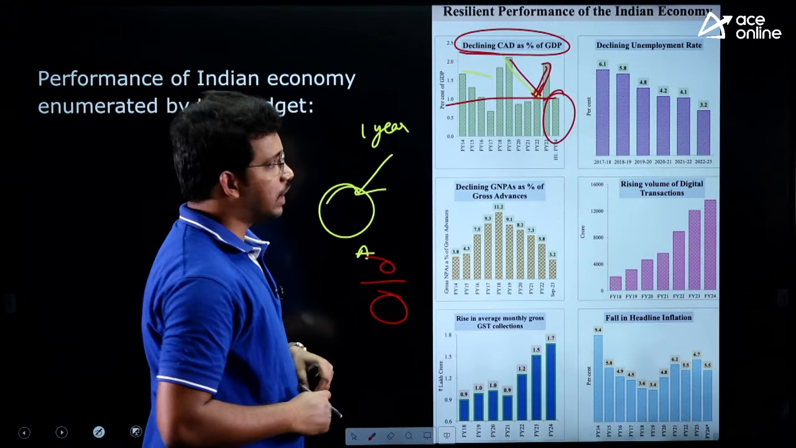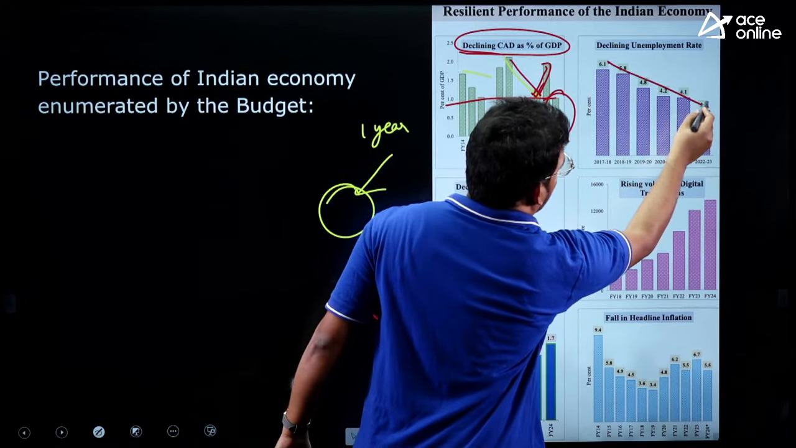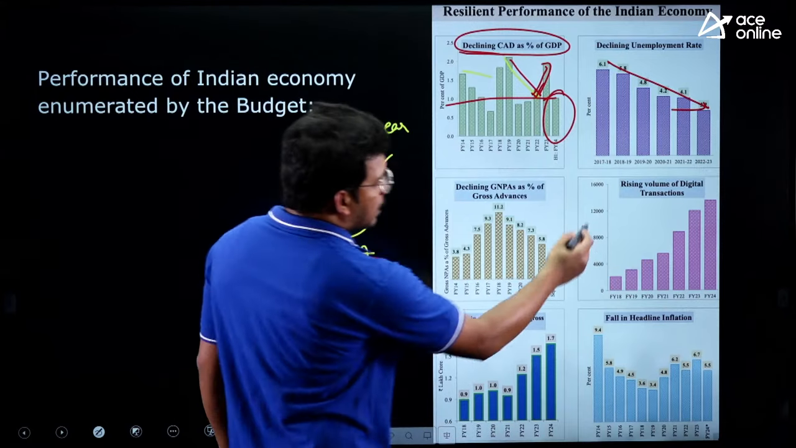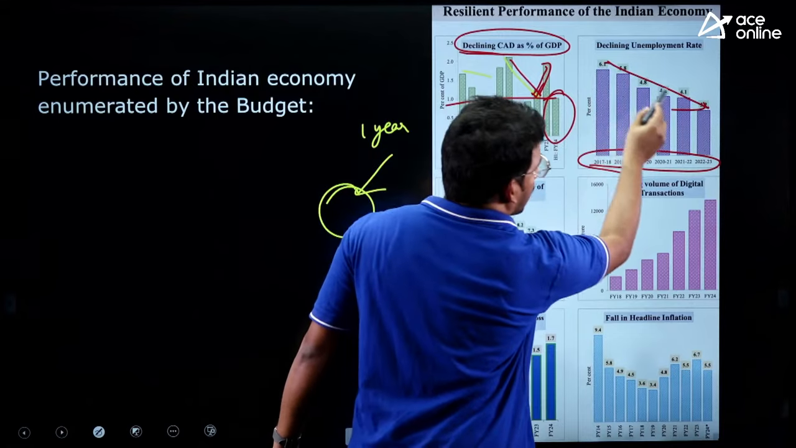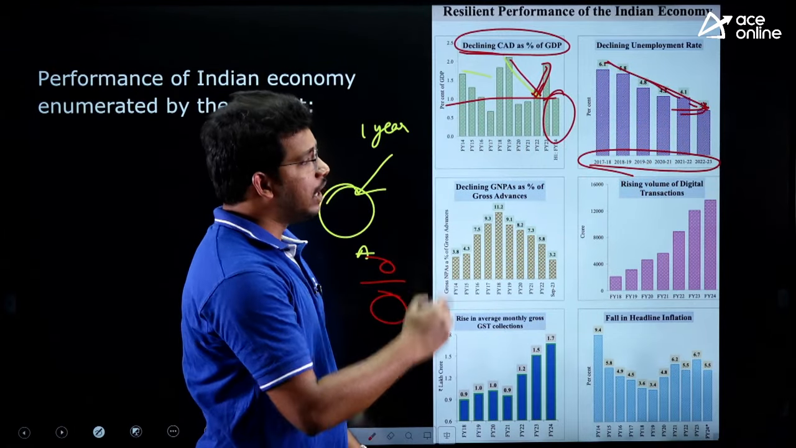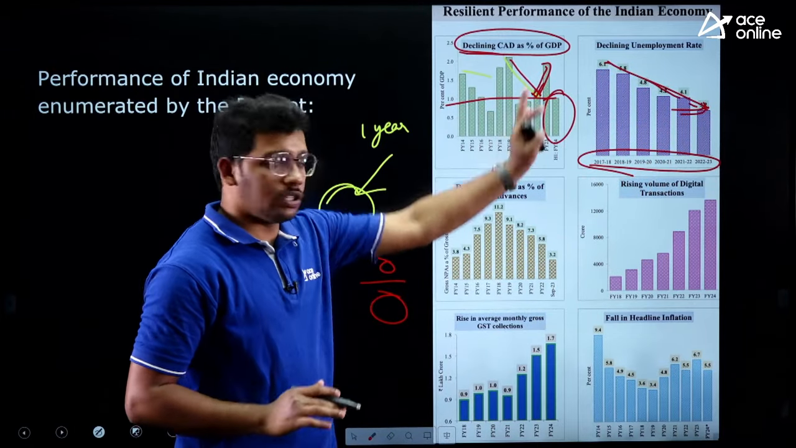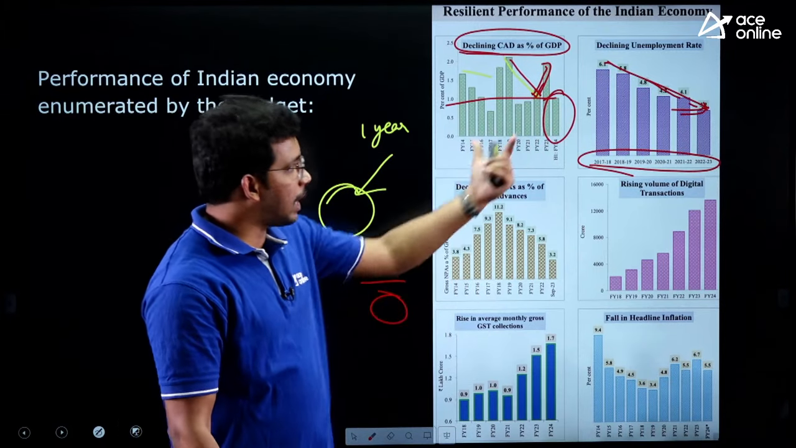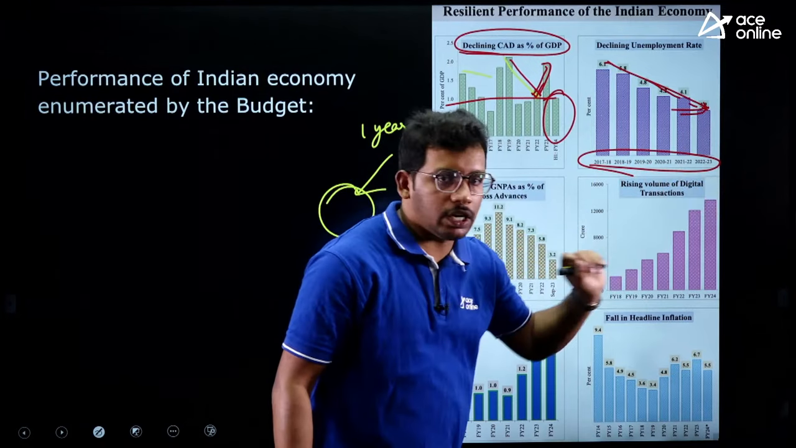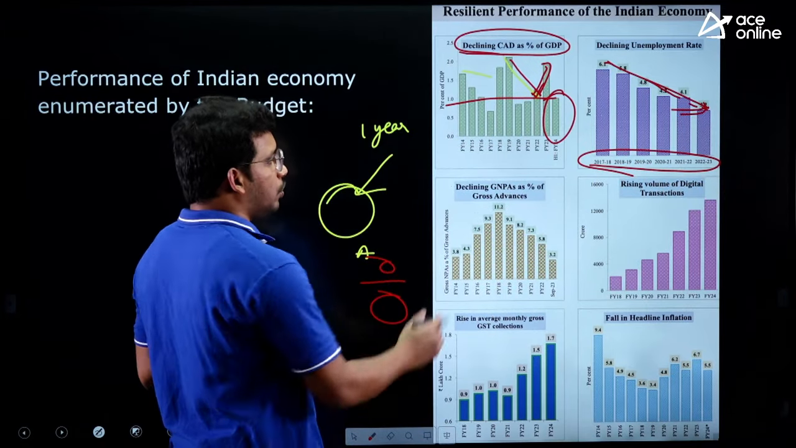The government wants to achieve this, then a declining unemployment rate. The government is saying that till 2022-23, unemployment kept decreasing. At present, it was 3.2%. So this is also important. The trend is also important, that unemployment kept decreasing from 2017 till 2022. So that also you need to remember.